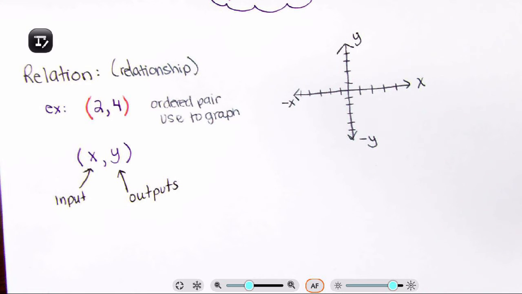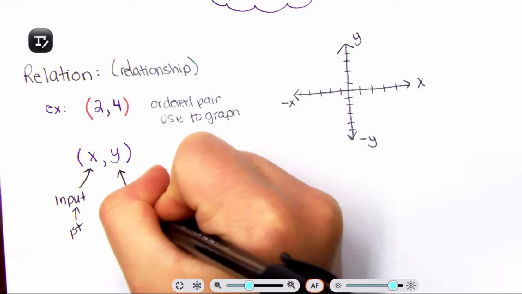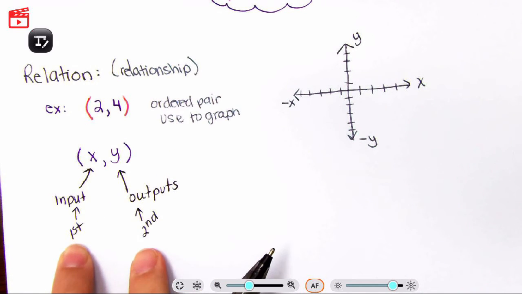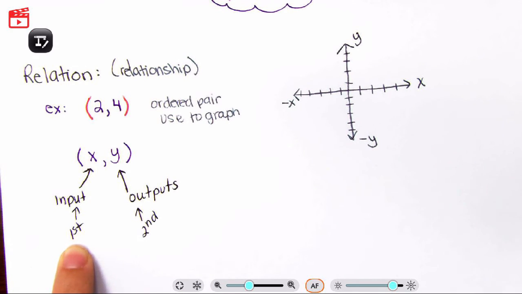A, B, C, D, E, F, G, H, I, J, K, L, M, N, O, P, Q, R, S, T, U, V, W, X, Y. So X comes first in the alphabet, followed by Y. So what you're doing when you're graphing is whatever comes first in the alphabet, X comes first, so you're using this number first.